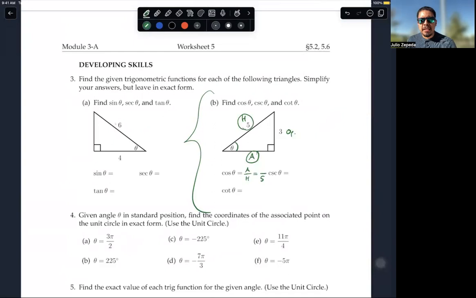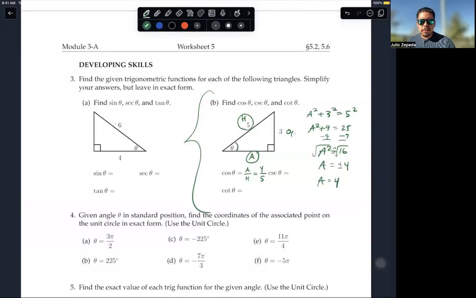To find that unknown side length, we can just use the Pythagorean theorem, which says that the leg squared plus the other leg squared equals the hypotenuse squared. And so a squared plus 9 equals 25. If we subtract 9 on both sides, then a squared equals 16, or a equals, if we take the square root, plus or minus 4. But in this case, since a represents the length of a side of a triangle, that length will be positive 4. So this is 4 over 5.